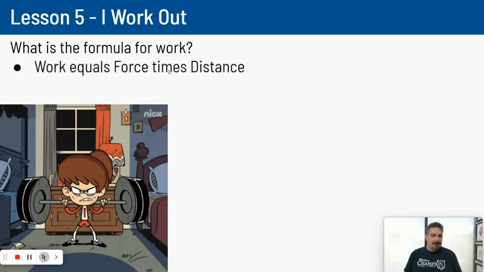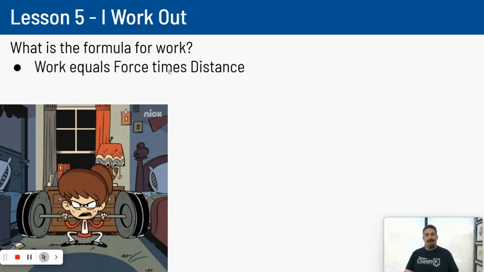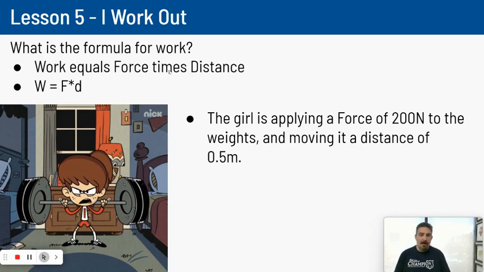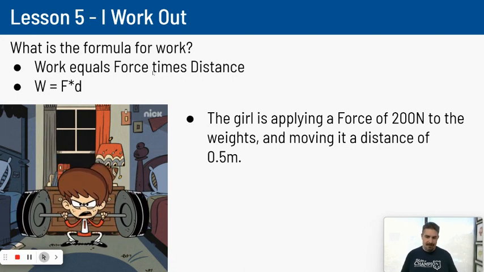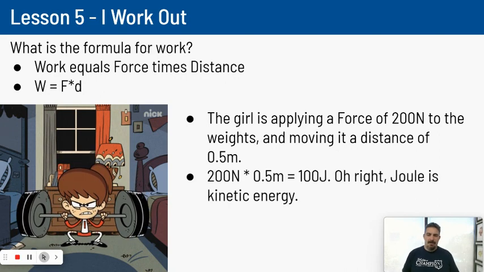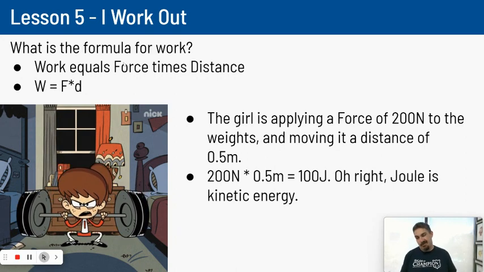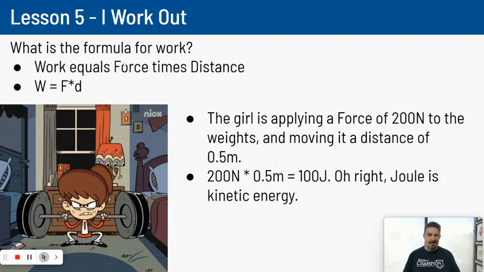So what is that formula? We mentioned before. It's work is equal to force times distance. W equals F times D. So let's say this girl here is applying a force of 200 newtons to the weight, and it's being moved a distance of 0.5 meters, so about half a meter. It's about a foot and a half. So 200 newtons times 0.5 meters equals 100 J. Right, so joules are kinetic energy. Actually, joules are pretty much all energy, but let's stay with kinetic for now.